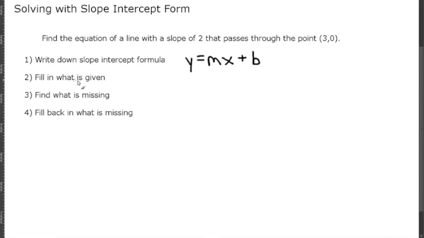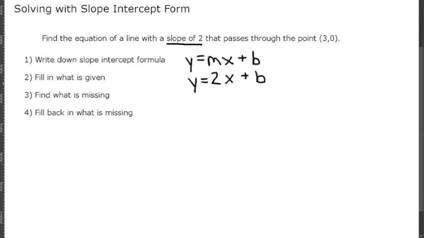Our second step is to fill in what is given. Well, we know that the slope is 2, and it tells us that it passes through a point, but we can't necessarily fill in a point. So we're going to say that y equals, our slope is 2, x, and we still don't know what b is. Now we have to find what's missing, and that is our b, because y and x remain variables.